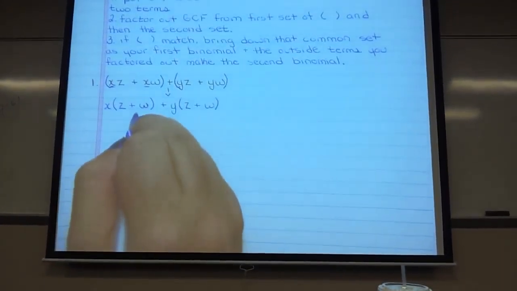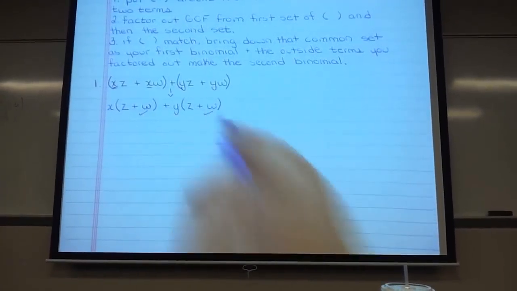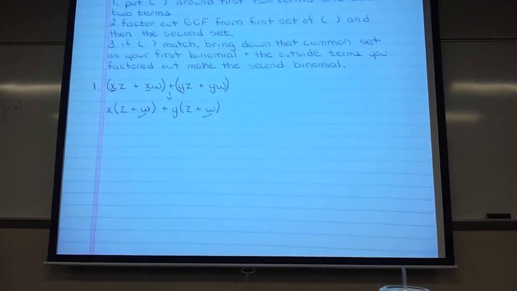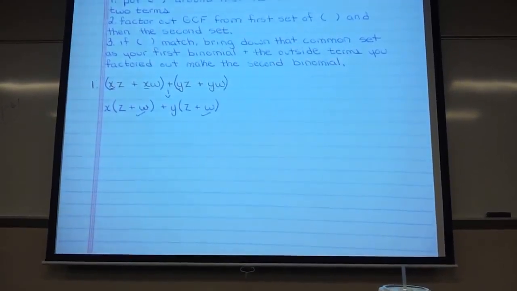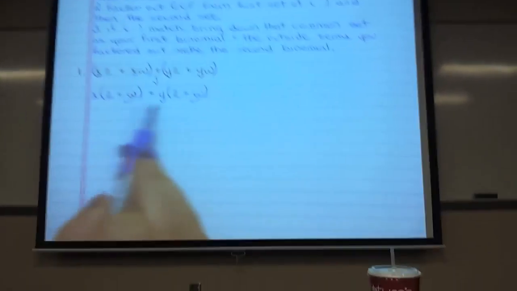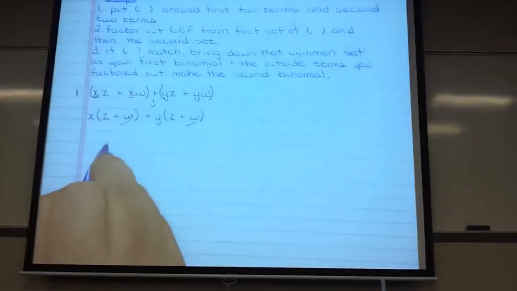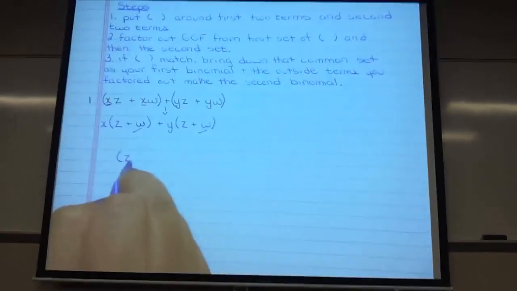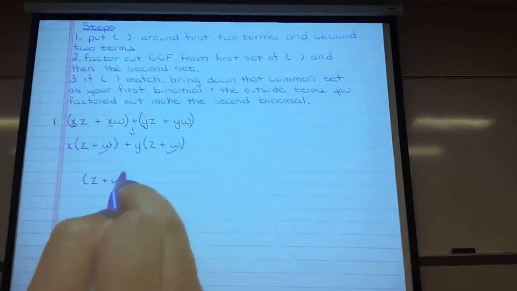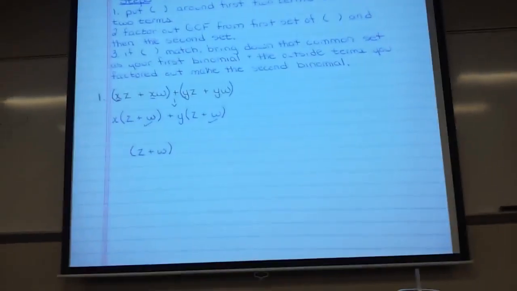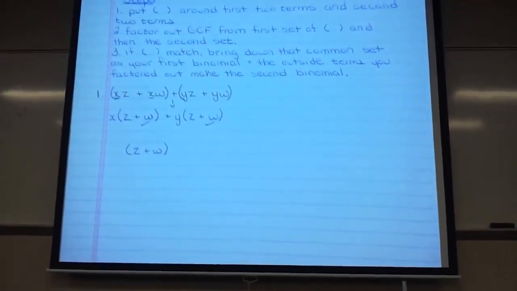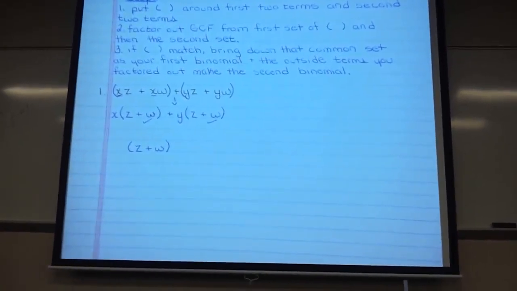So I'm going to put a little check mark here. This is the halfway point. You know that you're doing it right. If they don't match, you're doing something wrong. So if they match, bring down that common set. So my common set is Z plus W. Just bring down that common set. That is that first binomial, 2 terms.